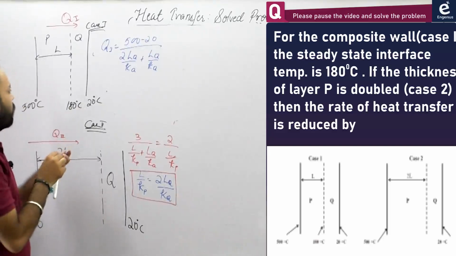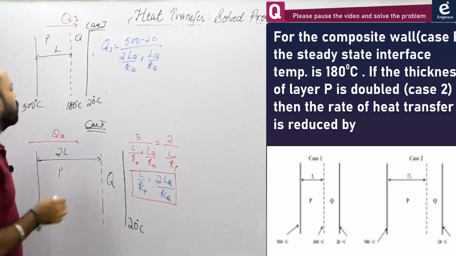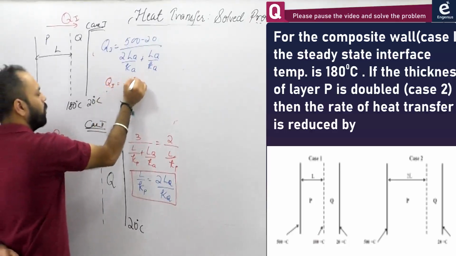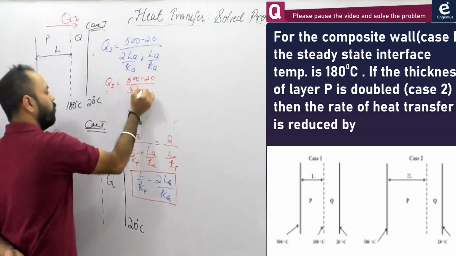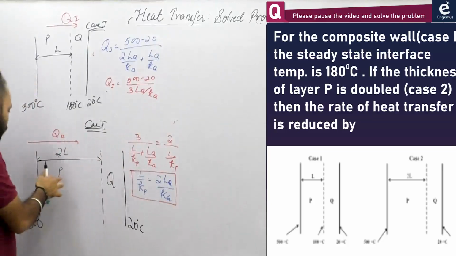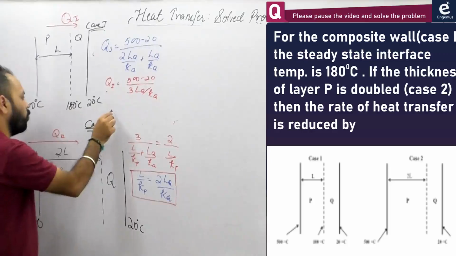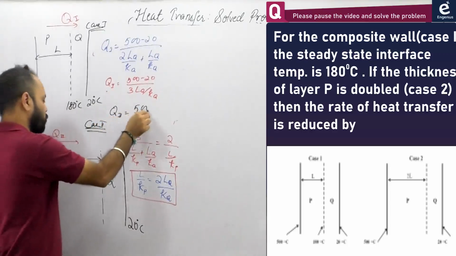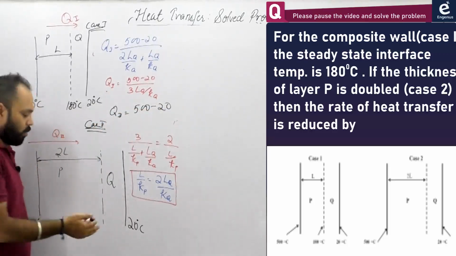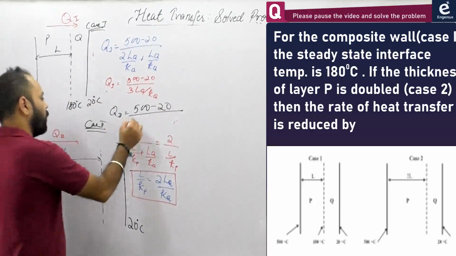Correct? So, and in the second case, that is one relation. Okay. So I can write this relation as Q1 is equal to 500 minus 20 divided by thrice of Lq by Kq. Correct? Q2. Let's talk about Q2. In Q2, we have increased this layer. We have increased the layer. Okay. So that Q2 becomes 500 minus 20. अबे देखो इंटरफेस का टेम्परेचर नहीं दिया, so why to waste a time to calculate the interface temperature? However, you can do that. You can calculate the interface temperature. 500 minus 20 divided by 2L by Kp.